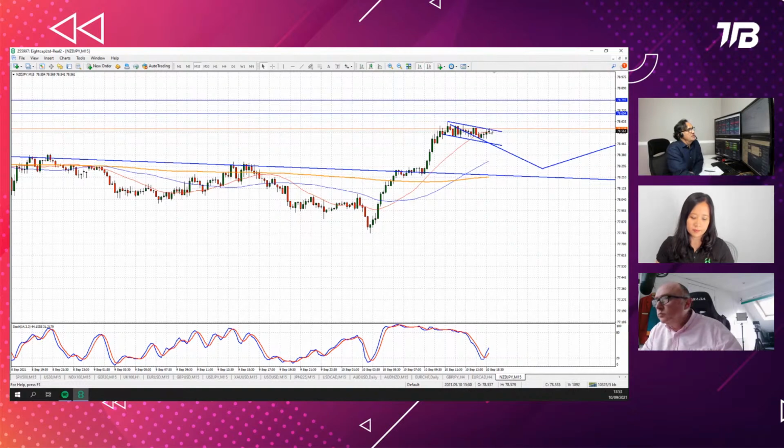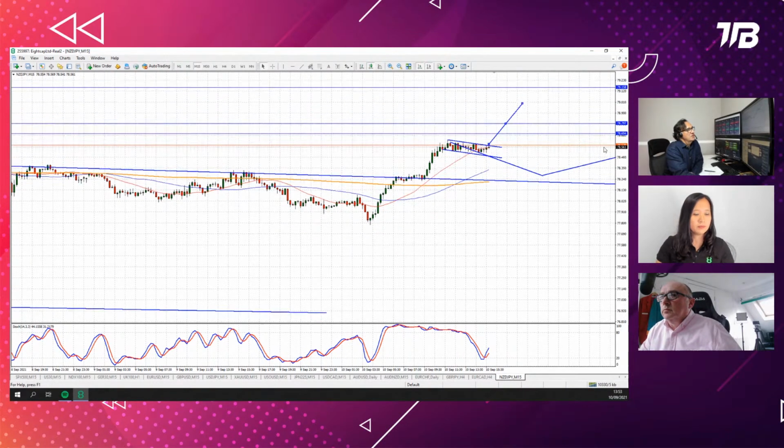If this breaks to the upside, this is a nice bull flag. It could spike higher, and in that case, this many points extended to the upside for anybody who's trading price action would give them a take profit level.